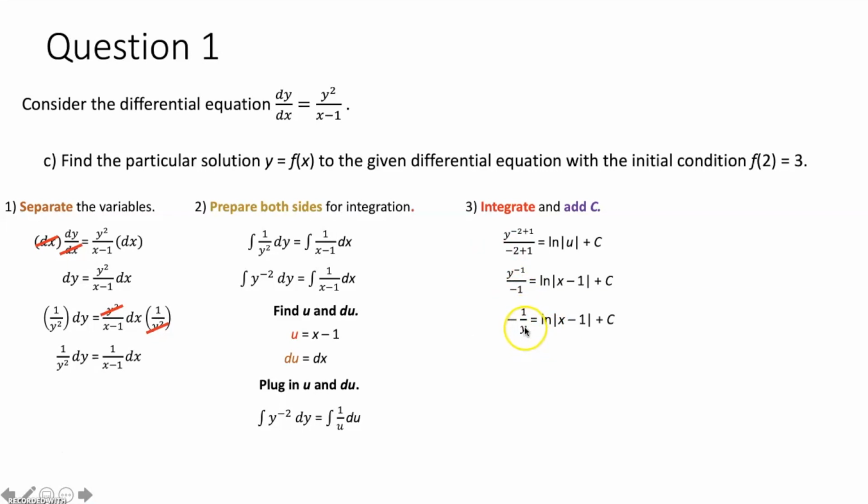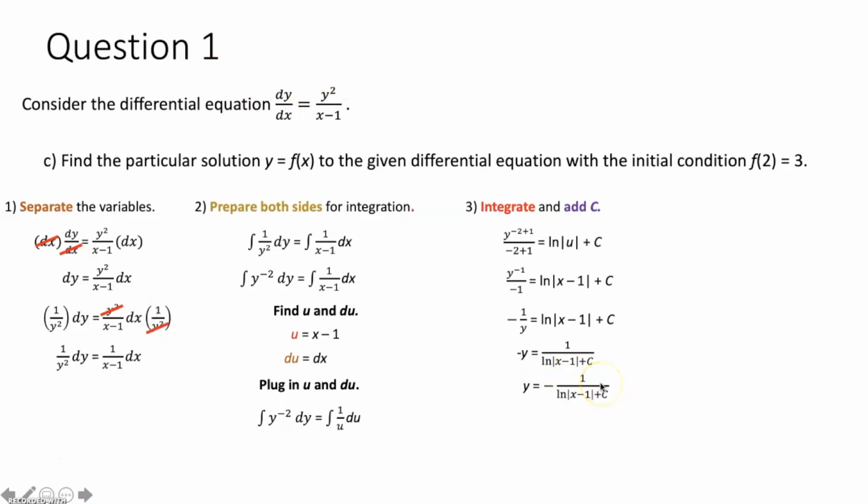And again, we're solving for y. So we need to get y out of the denominator. So there's a couple things you can do. You can either multiply both sides by y and then divide both sides by ln of the absolute value of x minus 1 plus c. Or you could just take the reciprocal of both sides over here, then multiply both sides by negative 1. And now we have our equation y is equal to negative 1 over ln of the absolute value of x minus 1 plus c. This would be the general solution to our given differential equation up here.